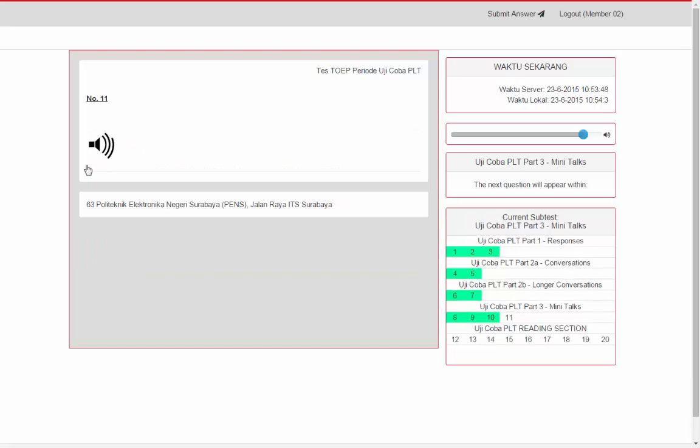Number 10. What is the main idea of the talk? Number 11. Why do the researchers mention alcohol dependence?